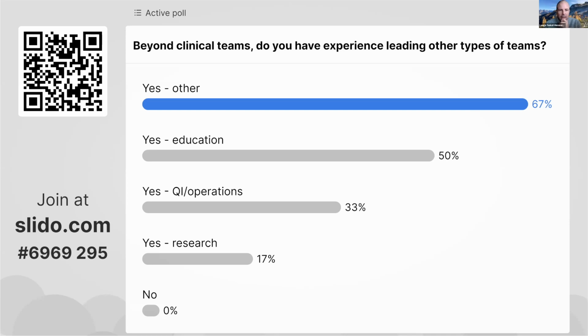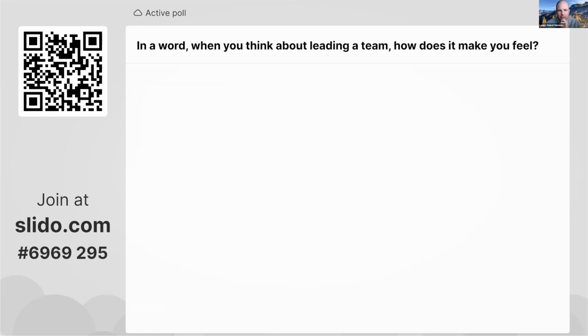And then I'm curious here, another Slido here, so your device should just update. You shouldn't have to rescan the code, but in a word, or maybe 2 words, when you think about leading a team, how does that make you feel? Like, just what's the emotion or feeling that comes up for you? And if you have multiple words or multiple feelings, you can put in subsequent ones, and we'll just build a little bit of a word cloud here. But what are some of the things that come up for you? Where are you with this?